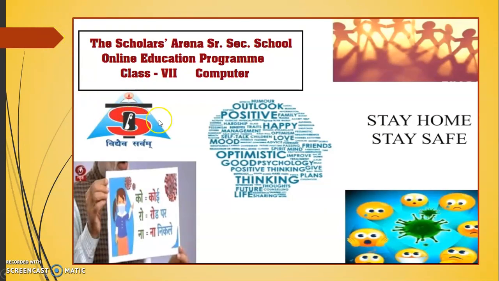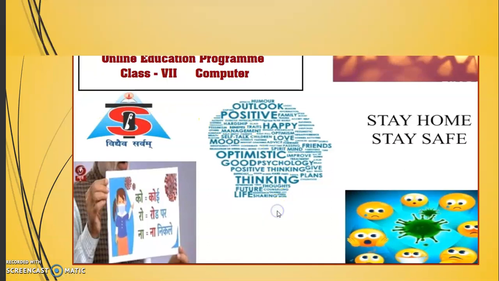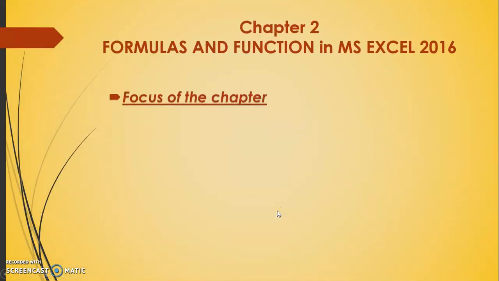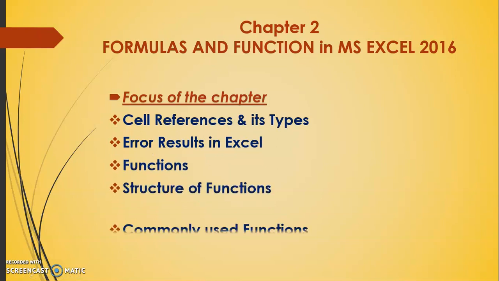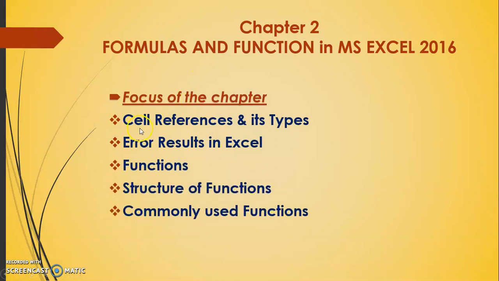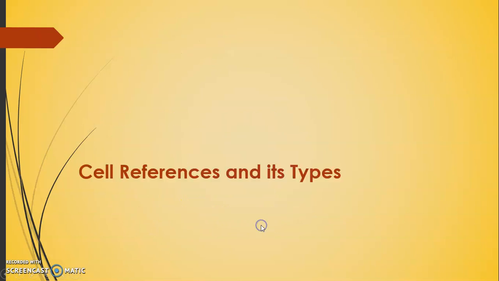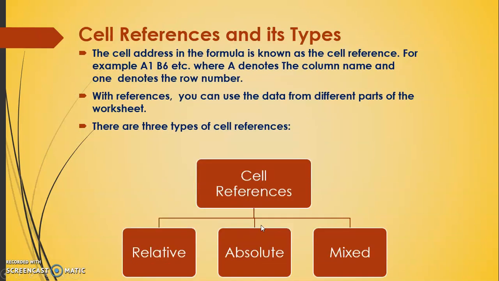We are going to continue with the second part of the chapter, formulas and functions in Excel. The topics we are going to cover here are cell reference and its types, a few error results in Excel, functions, the structure of a function, and commonly used functions. Coming to the first topic, cell reference.